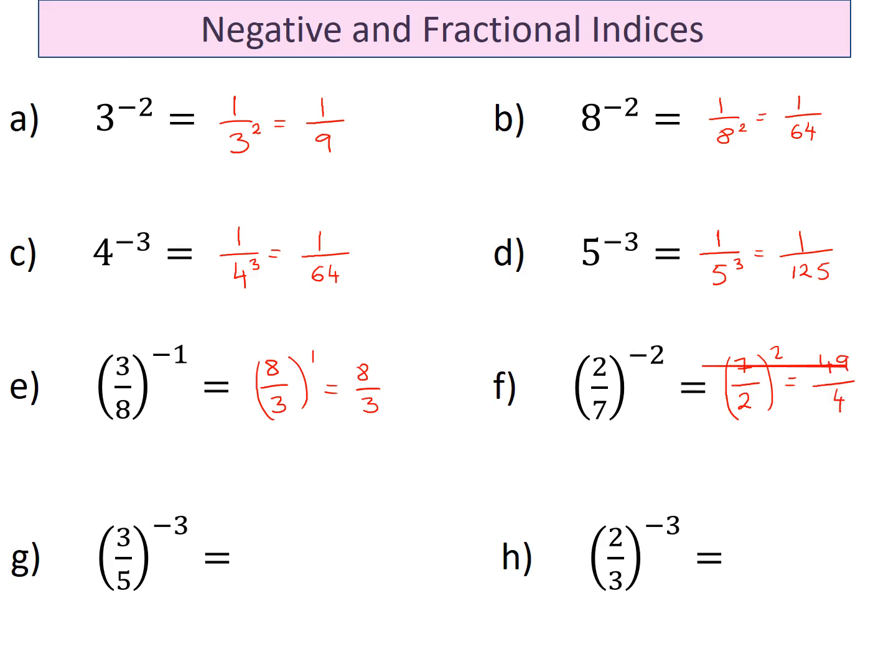In the next question, the reciprocal will be 5 over 3 to the power of 3. And 5 to the power of 3 is 125, and 3 to the power of 3 is 27. In the last example here, the reciprocal will be 3 over 2, and the whole fraction cubed. So 3 cubed is 27, 2 cubed is 8.